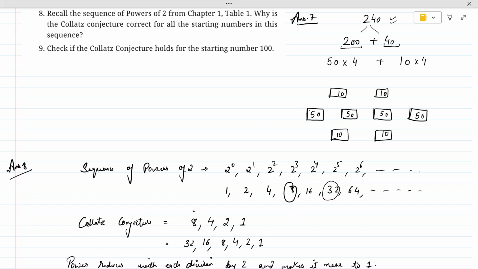Okay. Next is, check if the Collatz conjecture holds true for the starting number 100. Now we have to check this with 100. So kids, I am leaving this as homework for you, and this marks the end of this chapter from the NCERT book.